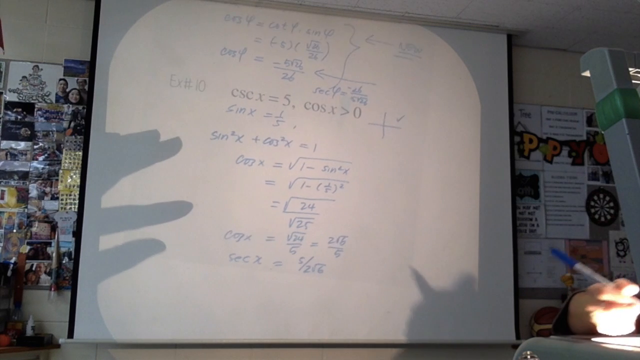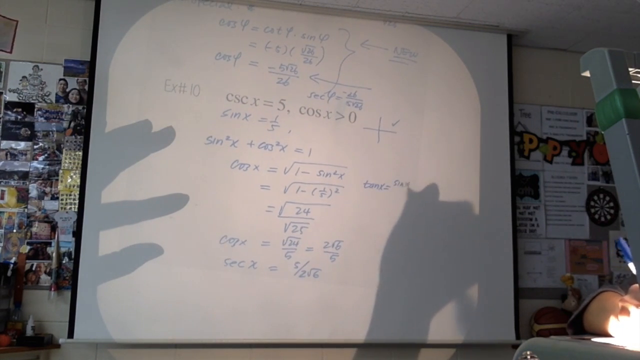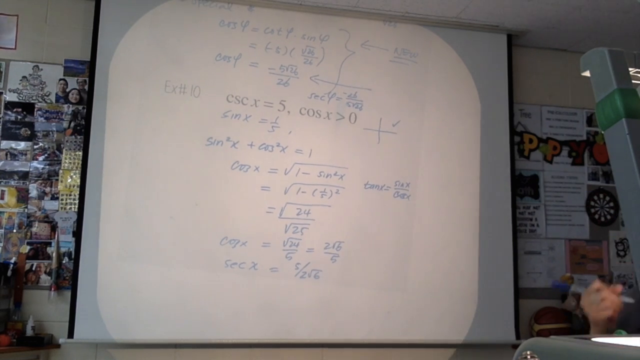And then tangent, how do you find tangent? Tangent x is just going to be sine x over cosine x. And I'll find those, okay?